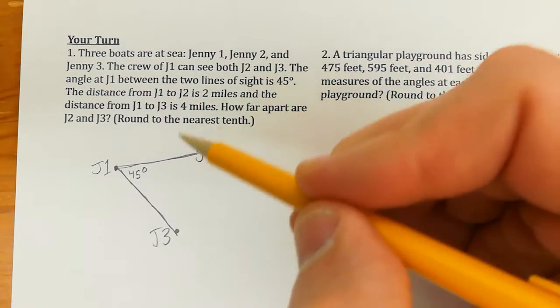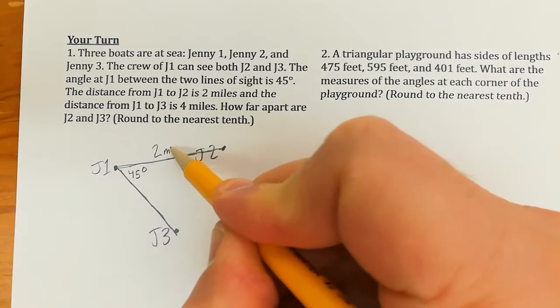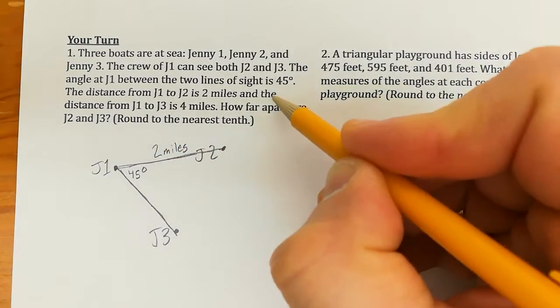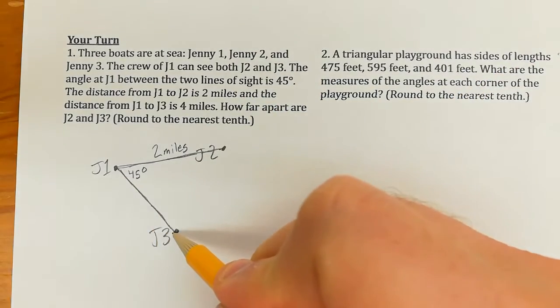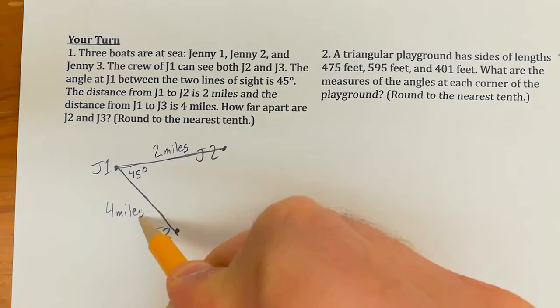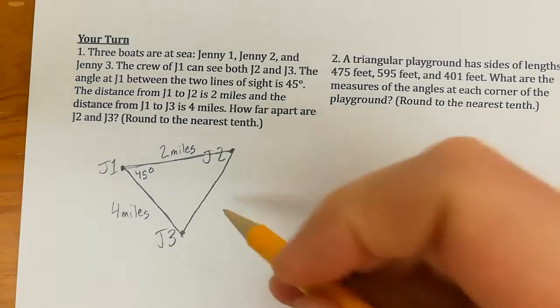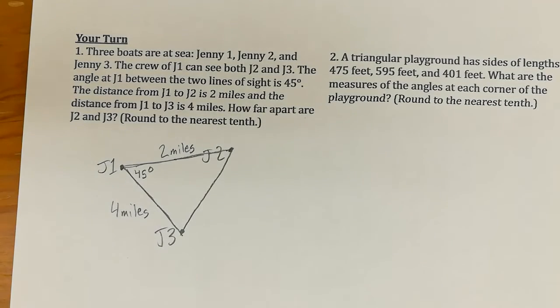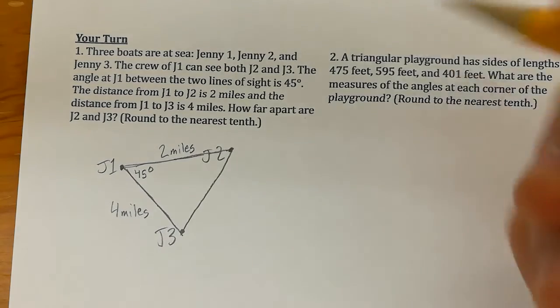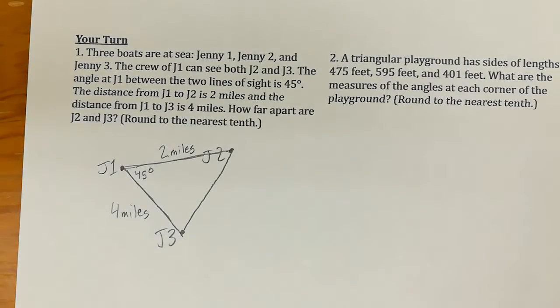The distance from J1 to J2 is 2 miles. And the distance from J1 to J3 is 4 miles. How far apart are J2 and J3? So this is like our unknown here. So I'm going to let you guys do the rest. Remember, I would probably label these A, B, and C also. So that's what I'll be doing first as I show my answers. But go ahead and do the rest of number 1 and number 2.